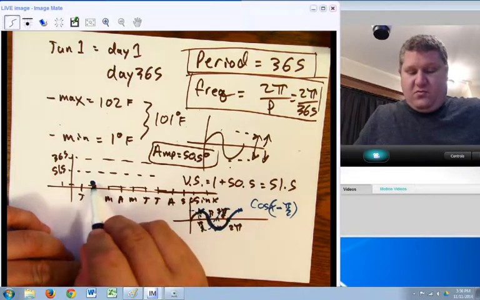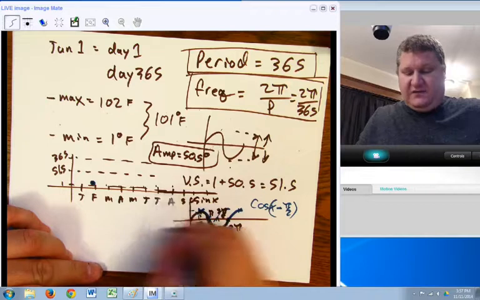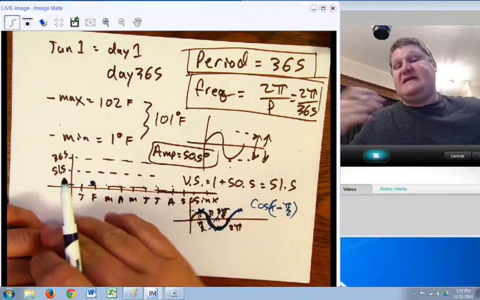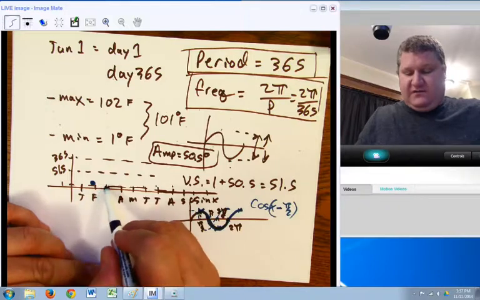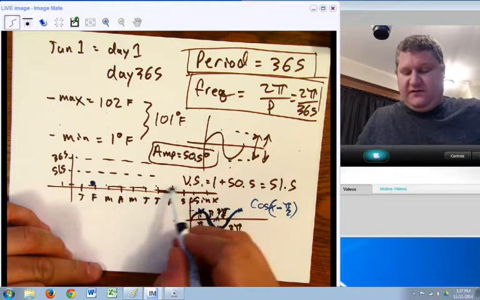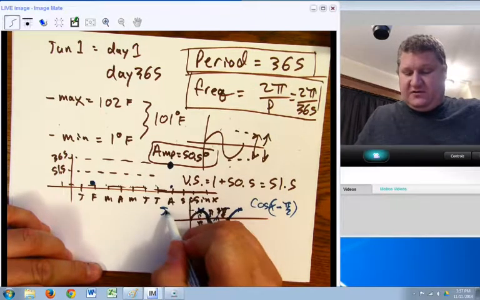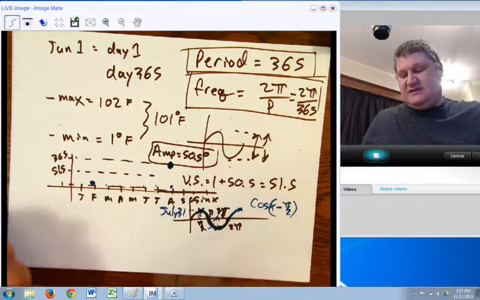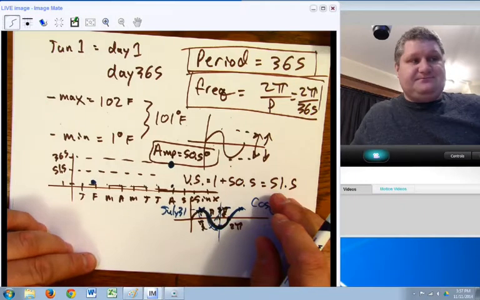So I go 1, 2, 3, 4, 5, 6. Oh, sorry, it'll hit top 6 months from here because it's half the distance. So 12 months total, half the distance. So 1, 2, 3, 4, 5, 6. And it's going to hit top at July 31st. That's one thing about sine and cosine is they are symmetric on either side.